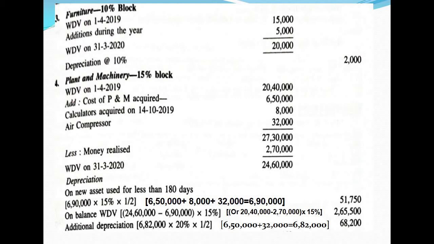You can take the old plant and machinery, that is the value of 20 lakhs 40,000, then minus the amount which has been realized due to the assets destroyed by fire, that is 2 lakh 70,000. You'll get the same amount, into 15%, you'll get 2 lakh 65,500. Now let us talk about additional depreciation.